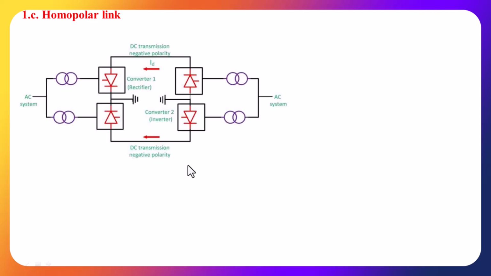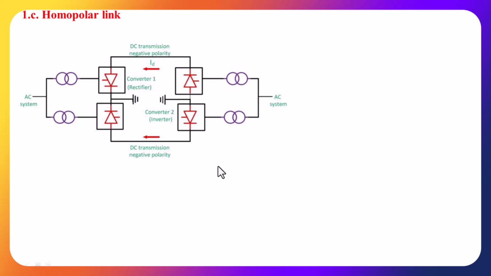Homopolar link. It is almost equal to the bipolar link, the only difference being that the current taken by each pole is negative in this direction. Now, how is this current passing between the converters? The current will be taking a return path through the ground in this manner. It is almost all similar to the bipolar. The only difference is the direction of current and how it takes a return path.